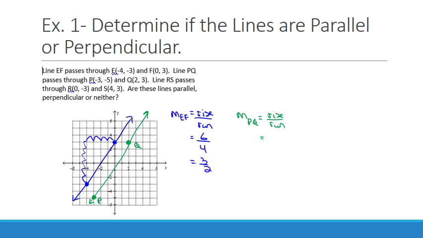The rise, it looks like it goes up 1, 2, 3, 4, 5, 6, 7, 8. The run, 1, 2, 3, 4, 5. All right, so that is the slope there. We're going to calculate all the slopes, and then we'll look at them and compare them to each other. RS, let's do it.